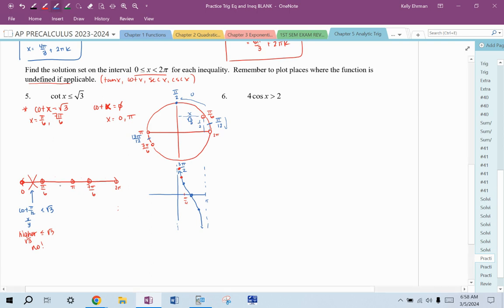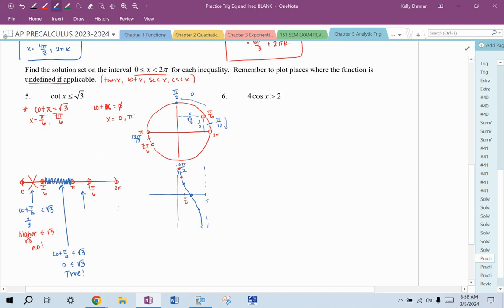My next value is pi over 2. What's the cotangent of pi over 2? That's one I know and can compare to radical 3. Cotangent of pi over 2 is 0, which is definitely less than or equal to radical 3. So this is part of the solution set.